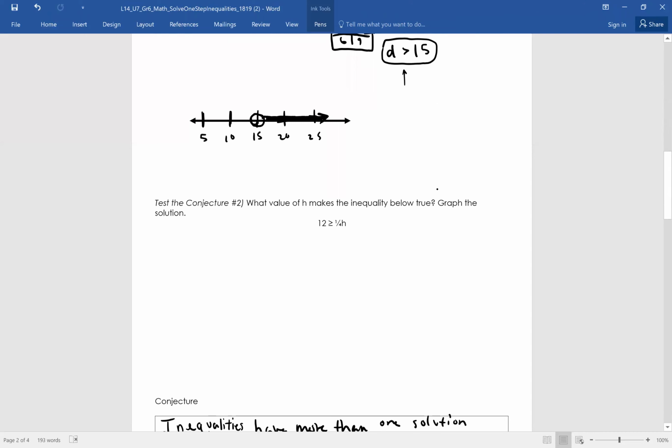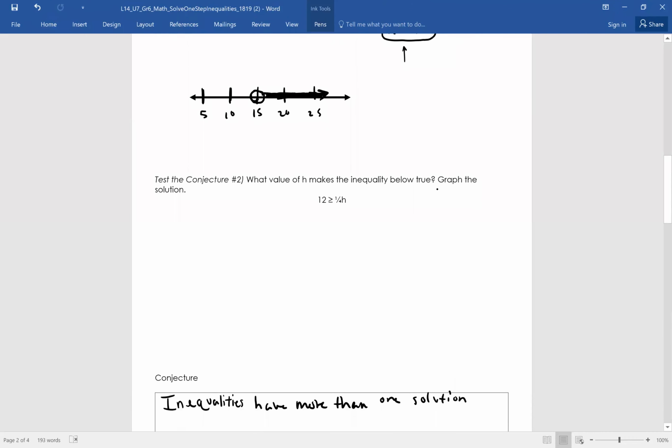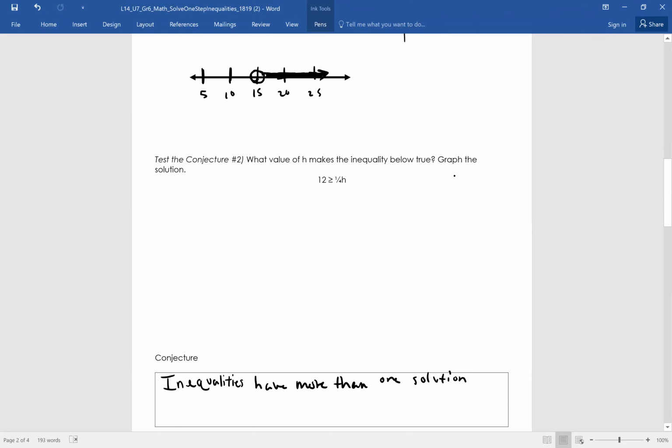Let's try the second one. What value of H makes the inequality true? So this example is a division and multiplication example, which means that the model looks a little different, slightly. What number goes into the rectangle by itself? The number that is being divided. In this case, 12 is being divided. So this is a fourth, and a fourth is happening H times. Cool. So we know that H is equal to 12 divided by 1/4.